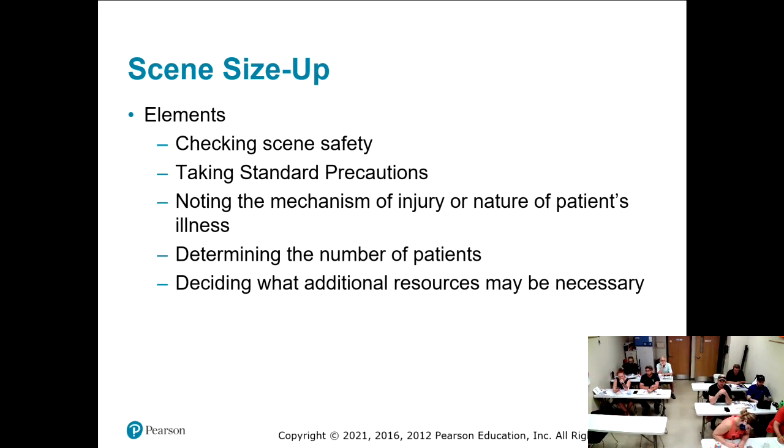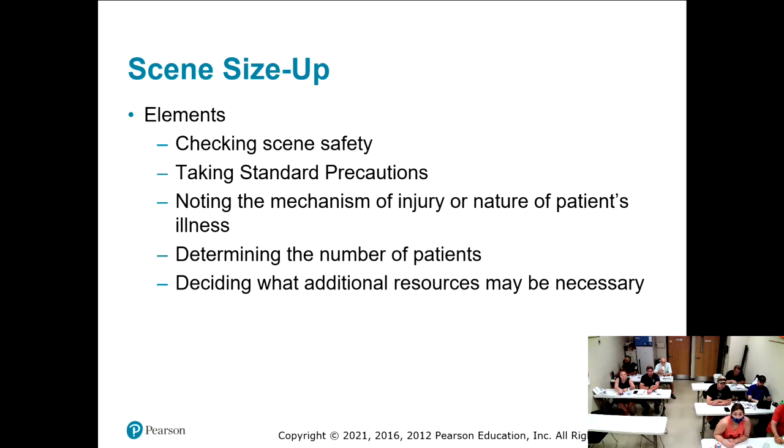All right, so basically our scene size up is going to include our checking of the scene safety, standard precautions, noting mechanisms of injury or illnesses to patients, how many patients that we have. Remember, even on medical calls, you can have multiple patients depending on the call at hand. CO alarms, you can have multiple patients.